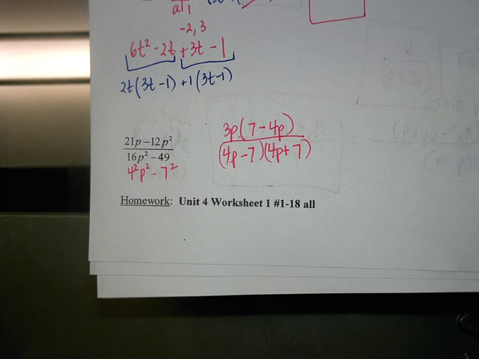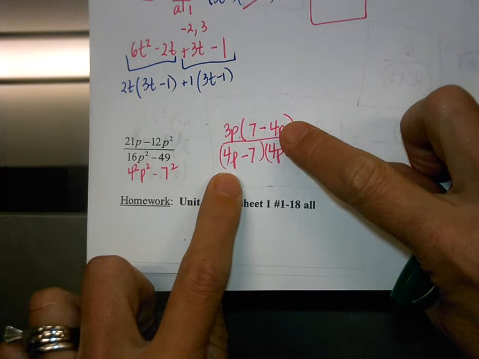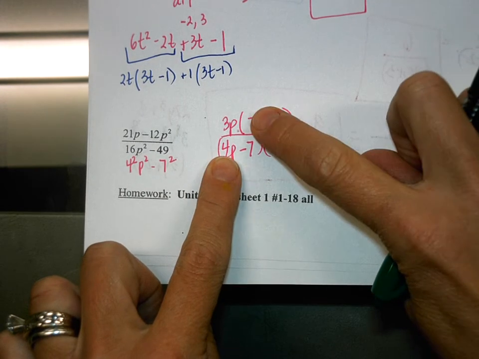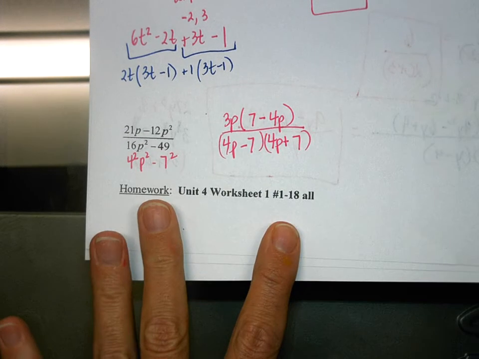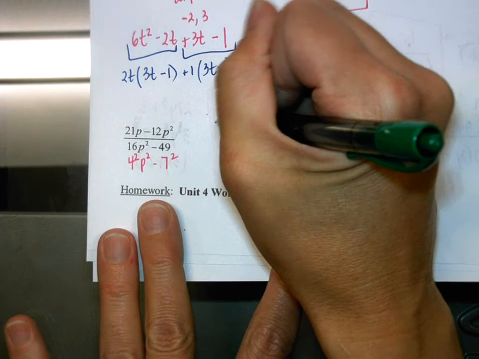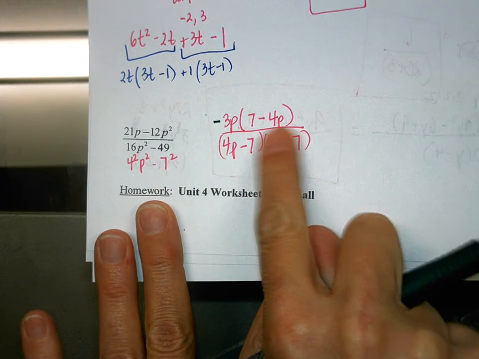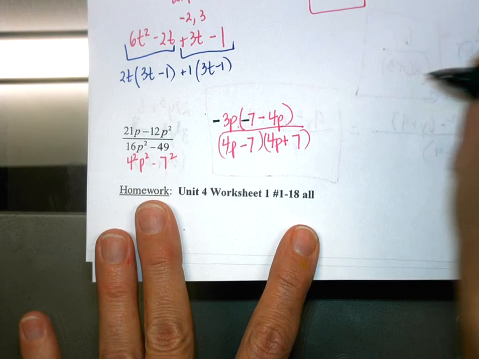Very good. We have to take out a negative, right? Because these ones are opposites. Here the 4p's positive, here the 4p's negative. Here the 7's positive, here the 7's negative. We can take a negative out of the top or the bottom. It doesn't matter, but I'm going to take it out of the top. So that means I'm going to make the 3p a negative, and I change each of these signs. I'm factoring out a -1, which will make any positive a negative and any negative a positive.